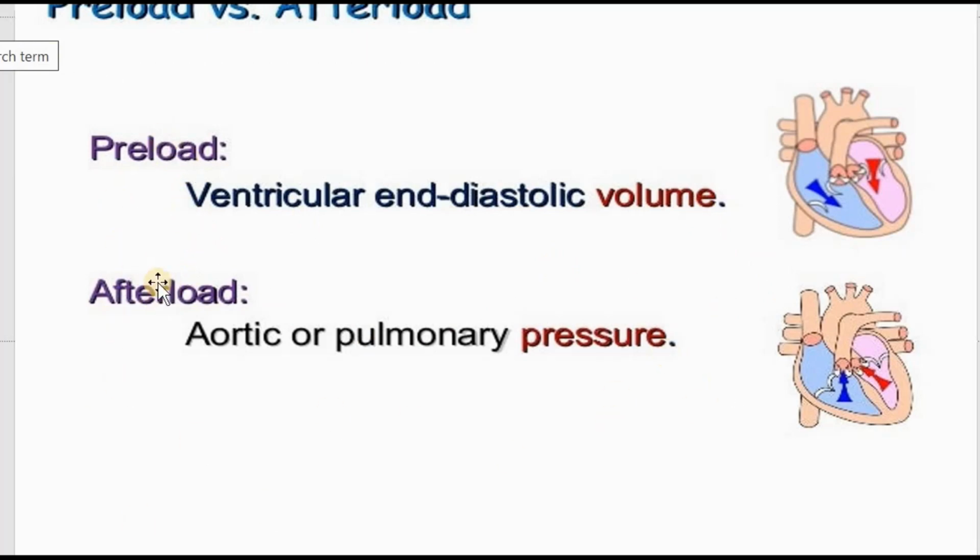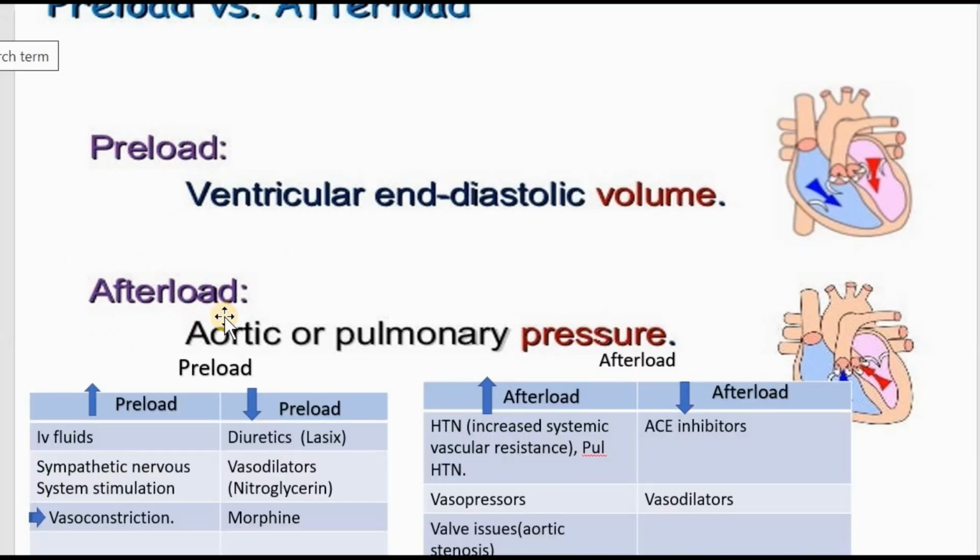Now let's see what are the factors that can affect preload and afterload. Preload: let's see what increases the preload. IV fluids. You are giving more fluids to the patient. What happens when you give more fluids? The blood volume increases, so more blood comes back to the right side of the heart. More volume, so the preload increases, because preload is volume.